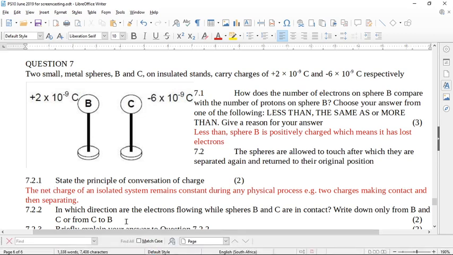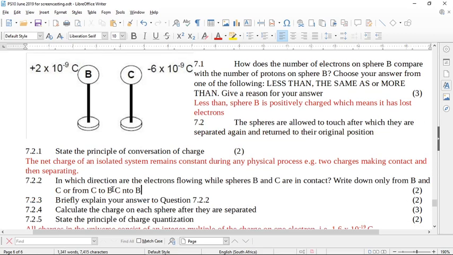In which direction are the electrons flowing while spheres B and C are in contact? Now remember, only electrons can flow, and they want to average themselves out. So they'll go from where there's a lot of electrons to where there is a deficiency of electrons. There are way too many electrons on here, so they are going to go from C to B. Briefly explain the answer to your question. Why do they go from C to B?